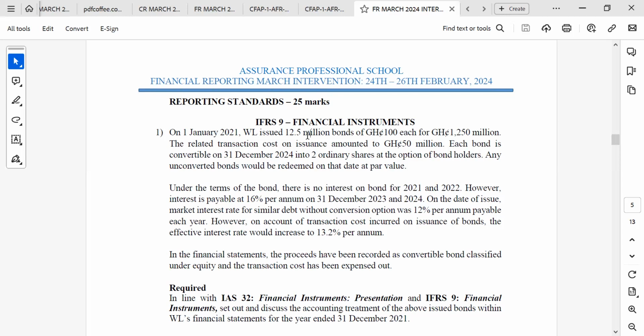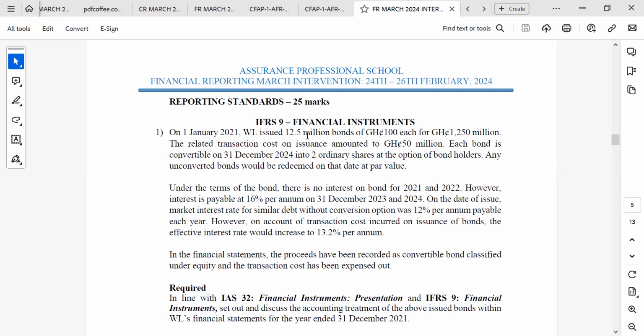company. You see that the company has issued 12.5 million bonds at 100 cents, so the total value will be 1,250 million. The related transaction costs on each one amounted to 50 million. Each bond is convertible on 31 December 2024 into 2 ordinary shares at the option of the bondholder. Sometimes they will not say it is convertible, but they will say it can be converted into equity shares. As soon as they say it can be converted, it means that it will be a hybrid instrument.